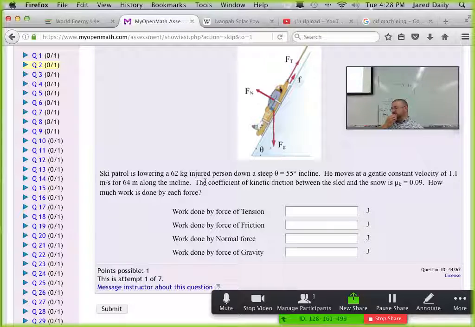So the reason that he has more momentum, even though the ball is thrown a lot faster than he is, is the mass. His mass is, yeah.